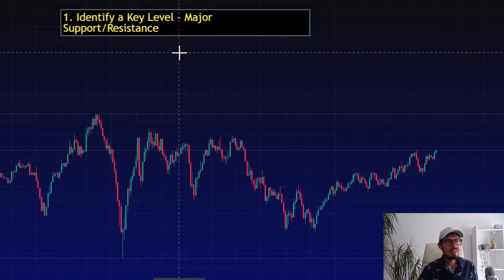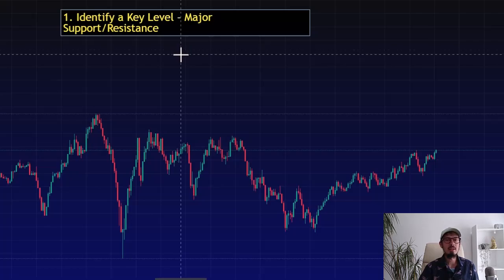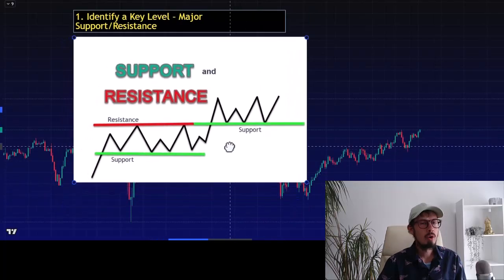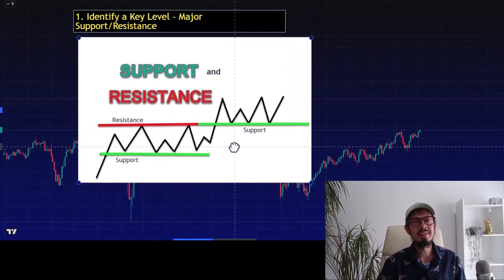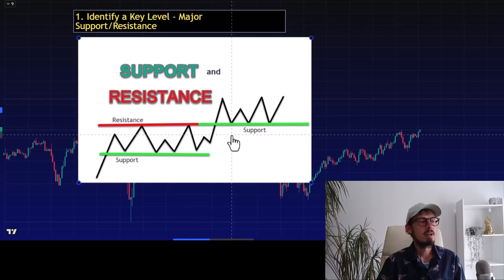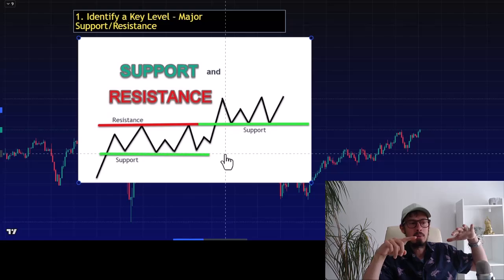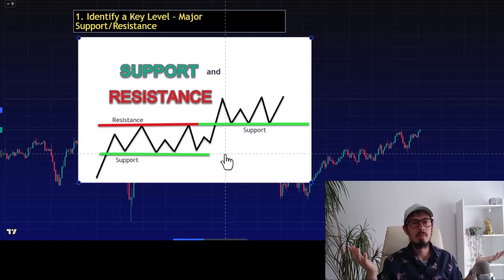Now, step number 1: identify your key major support and resistance levels. If you can identify support and resistance levels accurately, then you are already ahead of 90% of the traders. Ideally, we would look for at least 2 to 3 touches in price action. If the candles are touching the same level 2 to 3 times, that's the key level.